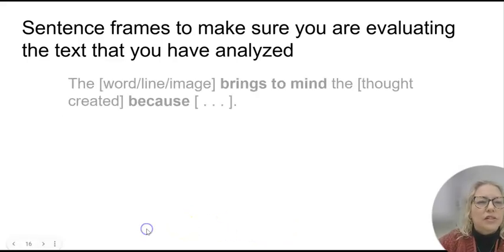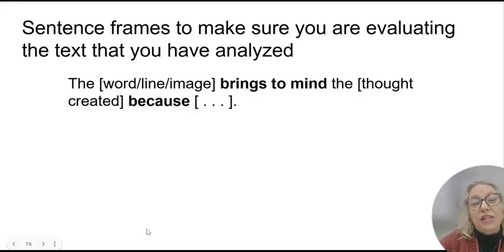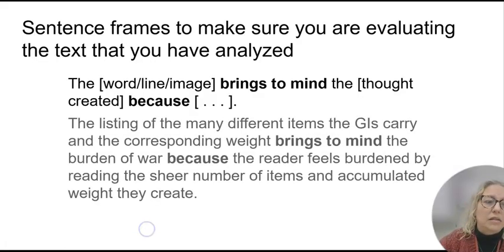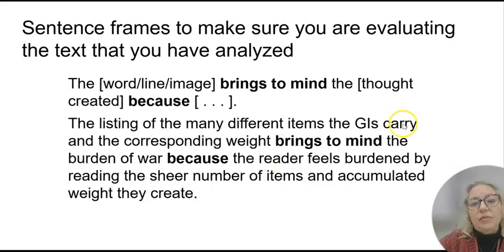How about this sentence frame? The word, line, image brings to mind the thought created because. The listing of the many different items the GIs carry and the corresponding weight brings to mind the burden of war, because the reader feels burdened by reading the sheer number of items and accumulated weight they create. So you would do this after listing all of the different objects and their weights and picking apart the quotes to explain what's interesting about them.